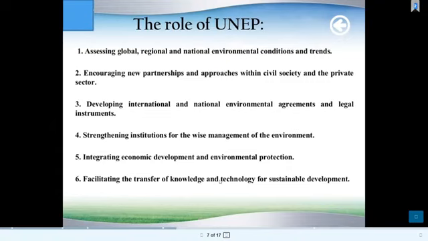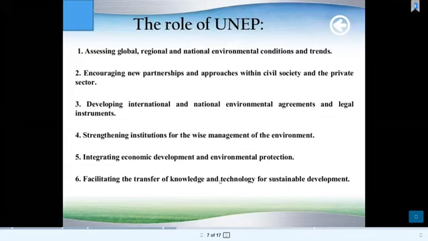And developing the international and national environmental agreements and legal instruments. For example, by conducting awareness programs, and to prevent plastic, to make things plastic free. So by doing agreements, developing the international and national agreements. Okay, and strengthening the institutions for the wise management of the environment.